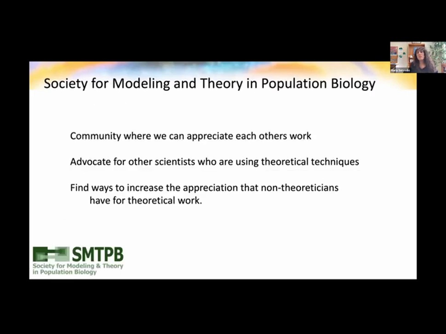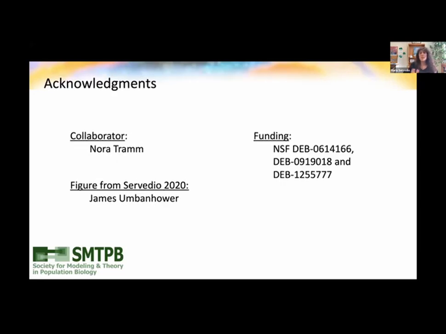I also think that SMTPB can help theory and theoreticians to thrive. So this is going to be a community where we can appreciate each other's work, where we can advocate for other scientists who are using theoretical techniques, and where we can find ways to increase the appreciation, hopefully, that non-theoreticians have for theoretical work. So thank you very much.